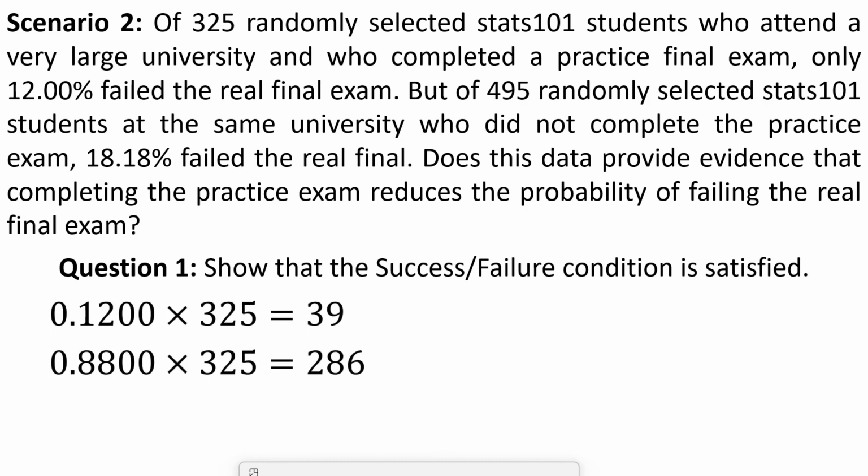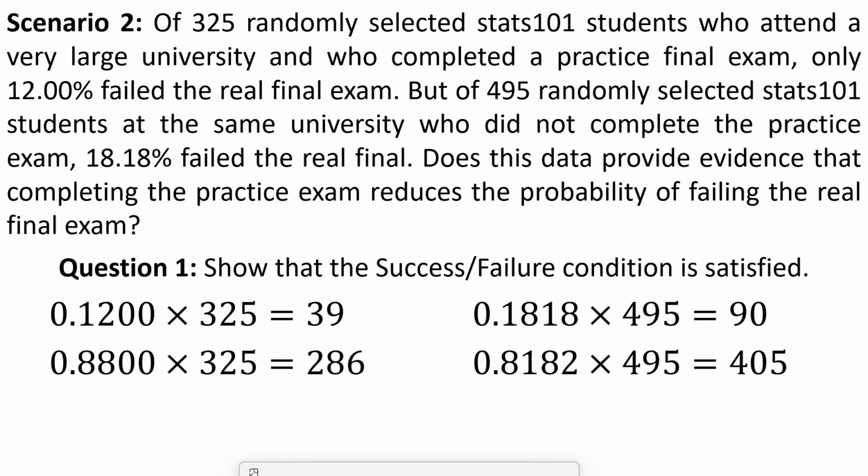So all we need to do is take the sample size, multiply by the probability of success, in quotes, the probability of failing the real final, and we get a count. So in the first case, we find that 12% of 325 students is 39. So there were 39 students who completed the practice exam and failed. 286 passed. Both of those numbers are bigger than 10.